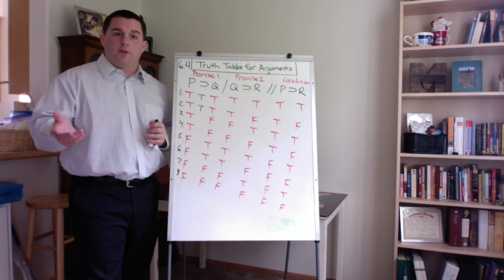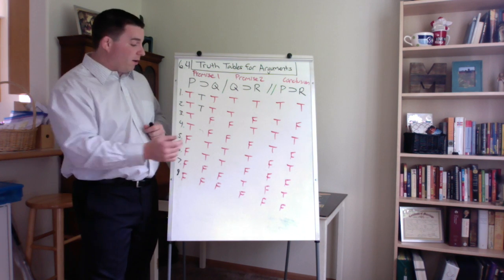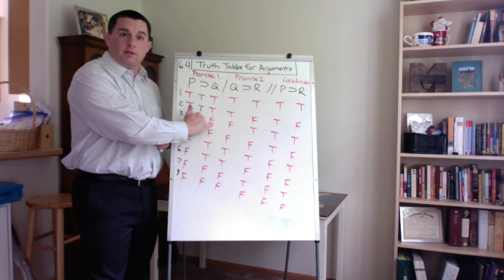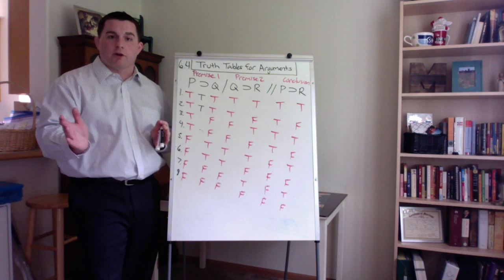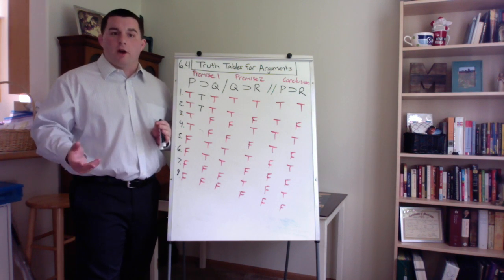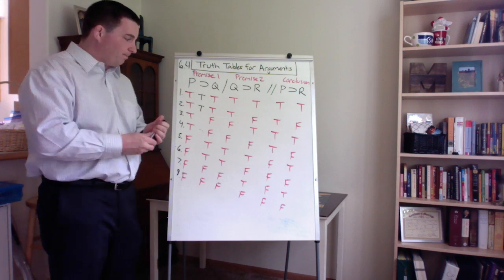Right? So we know the truth values for a conditional statement. The only time it's false is when the antecedent is true and the consequent is false. Apart from that, it's always true. So you can actually work through these pretty quickly once you know the truth values for our conditional statement here.